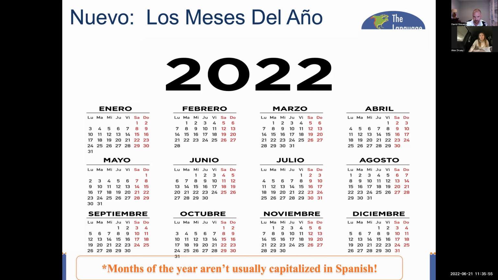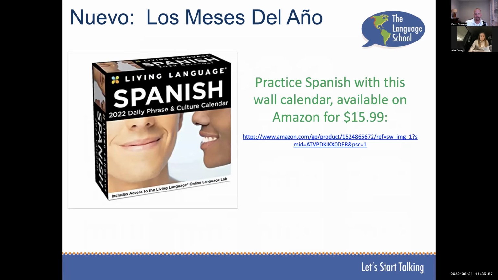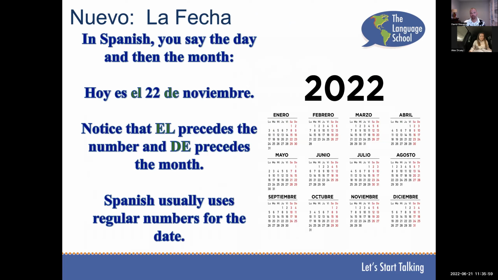Perfect. Okay. So the first thing to know about saying the date in Spanish is you're typically going to say the day, the numerical version of the day, first, and then the month. Hoy es el 22 de noviembre. Notice the article el comes before the number, and then de comes before the month, right?